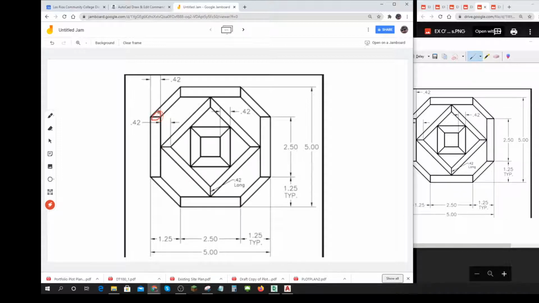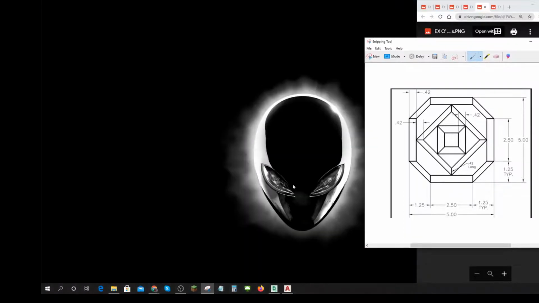And then I did a copy and a copy. And then I did endpoint O snaps. And then I did midpoint O snaps. And then I did offset. Cool, huh? Okay, and then I did these. So let's see what that looks like.